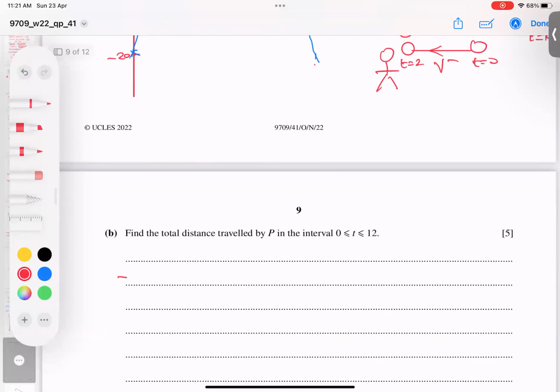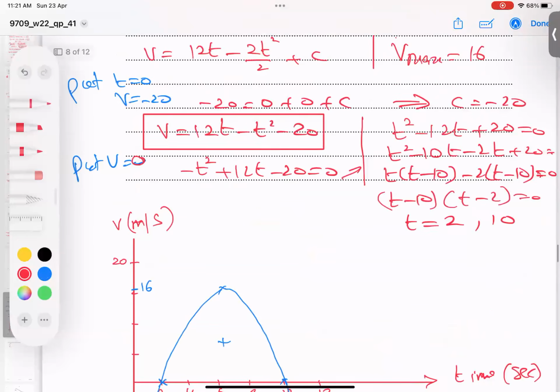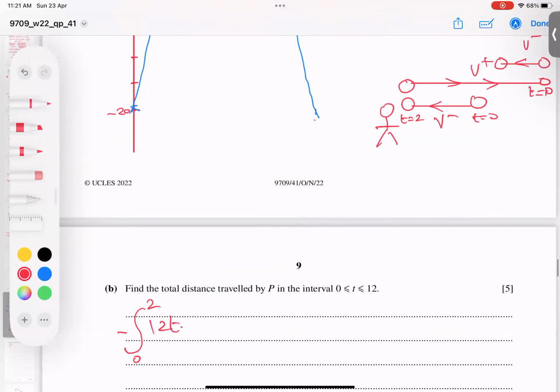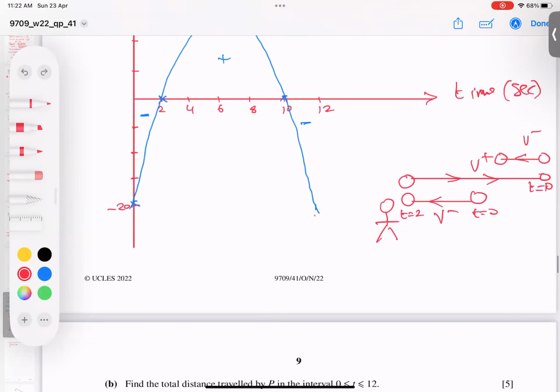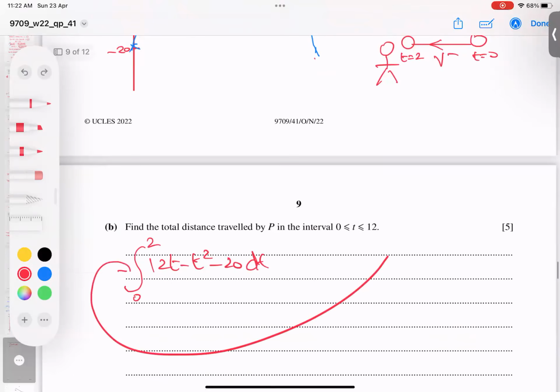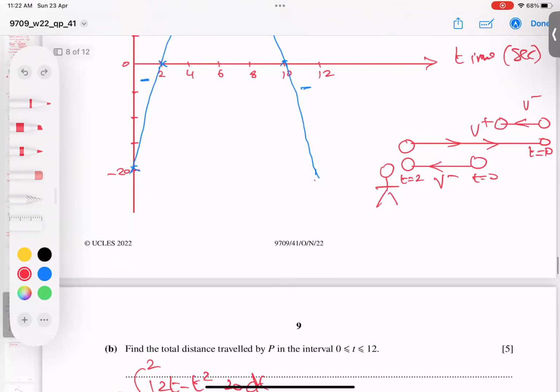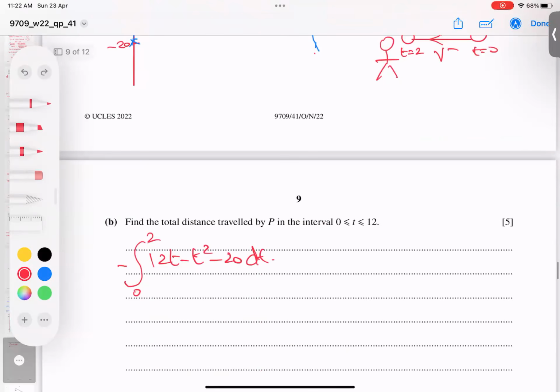So negative, 0 to 2, and the equation I'm writing is 12t. I hope you got my point. Why do I start from 0 to 2? Because this limit is 0 to 2, time is 0 to 2. And why do I put the outside minus sign? Because that negative sign and this negative sign will cancel out. And plus 2 to 10, again the same equation of velocity I will use. And now again a negative sign, 10 to 12.